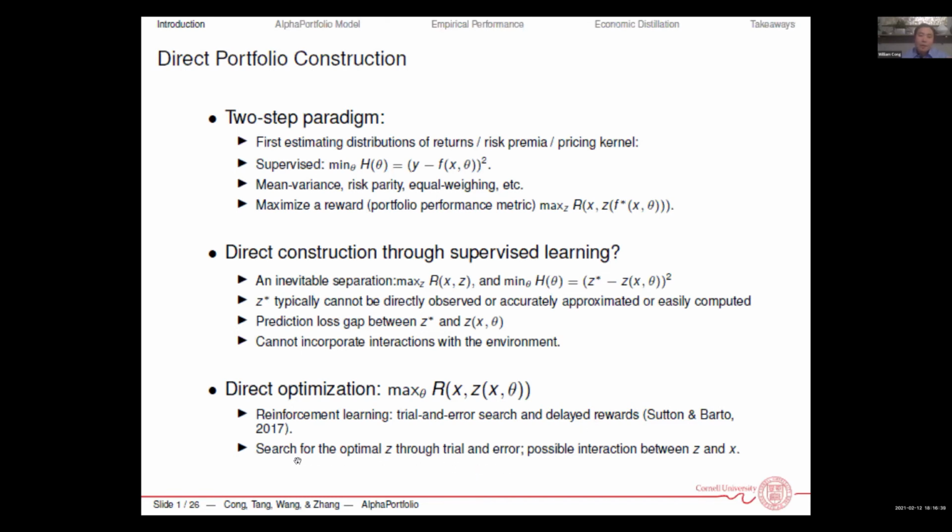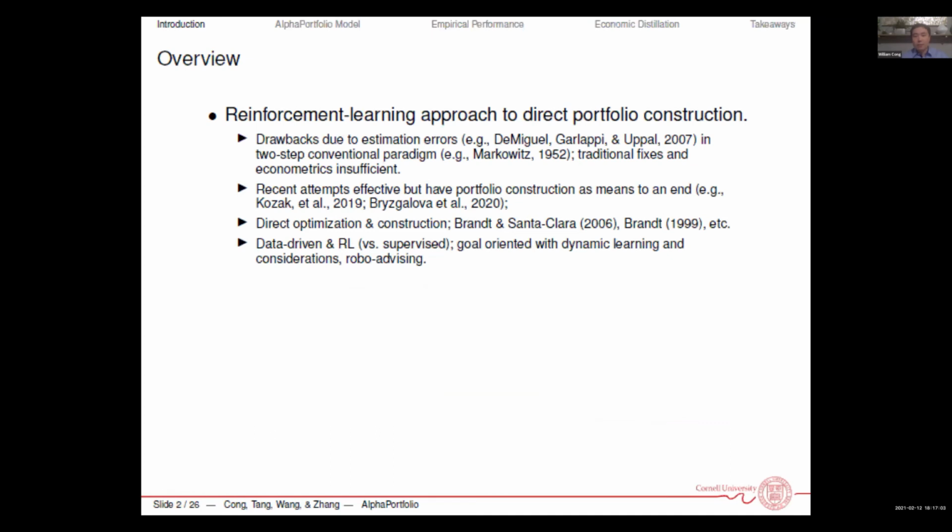Now, here, searching for the optimal portfolio construction through trial and error would make great use of reinforcement learning and potentially allows interactions between the action and the environment. We can take into consideration price impact, dynamic budget constraints, even time-varying preferences of the investor or portfolio manager. So that's why we want to take a reinforcement learning approach.